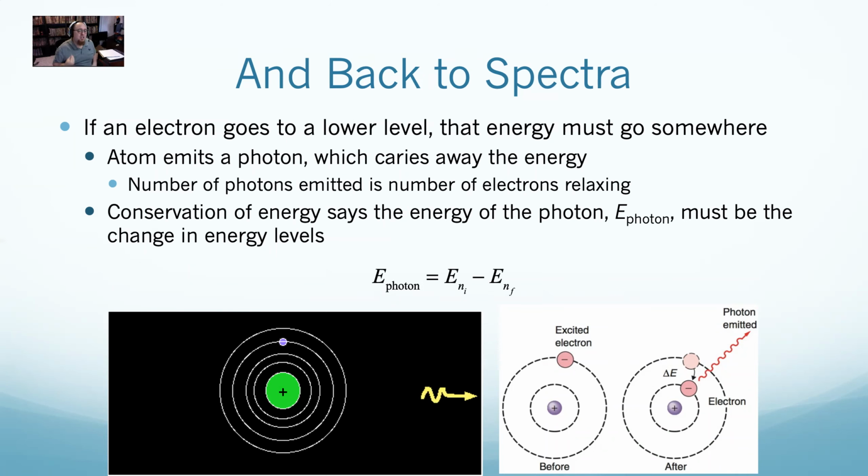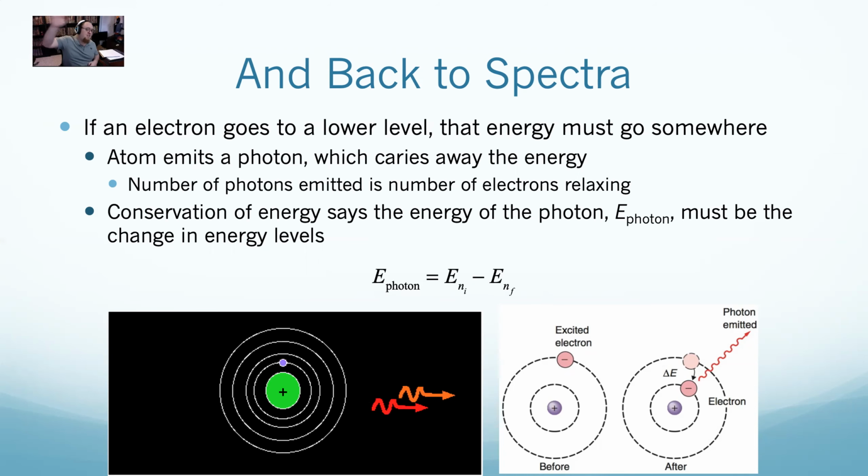The thing is, the electron does not want to be at a higher energy level. And so once the electron is excited at the higher energy level, it's going to turn around and say, what the hell am I doing here? Screw this, I'm going home. And the electron will relax back down. When the electron relaxes back down, each time one electron relaxes, it'll produce one photon. And the energy of that photon will be the change in energy levels.